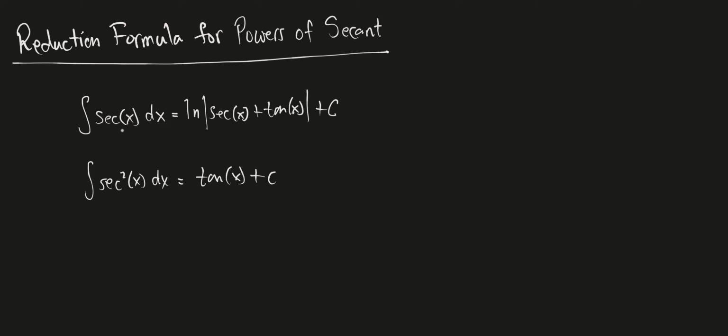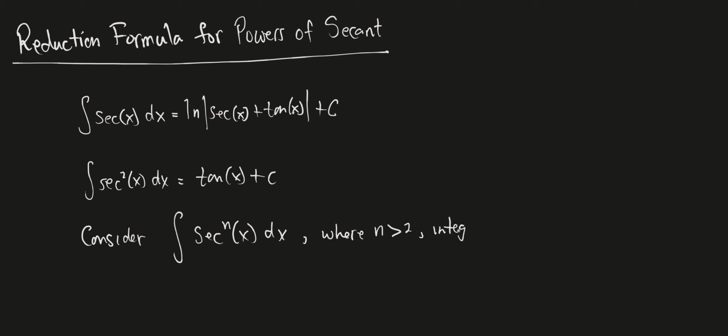So then the question is, what happens when this power is 3 or greater? What happens if we have something like this? So now what we're going to do is consider integrals of this form, where n is an integer that's greater than 2. So for instance, what is the antiderivative of secant cubed, or secant to the 4th power, and so forth?